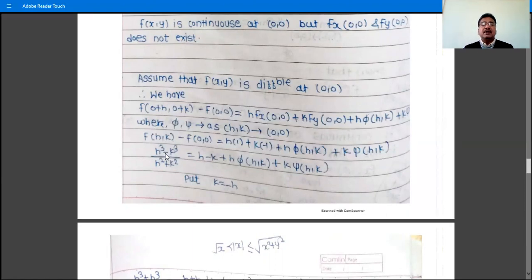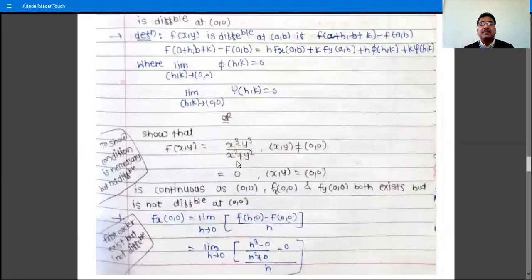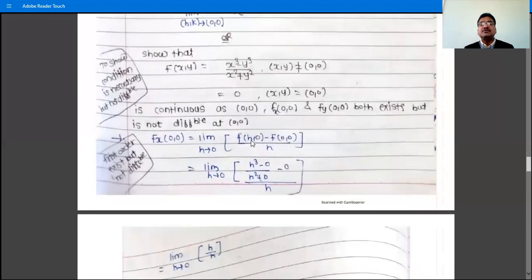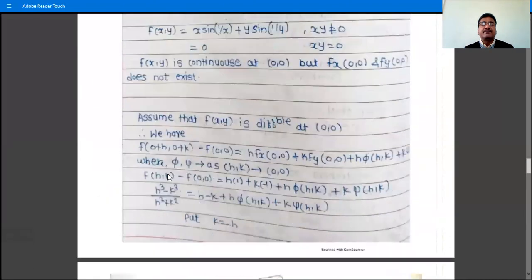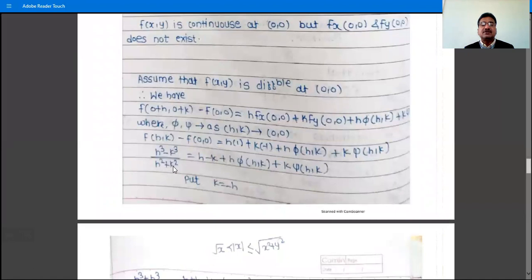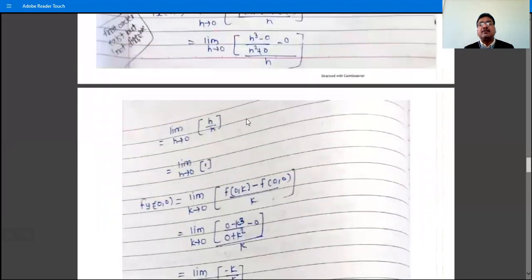And then f(h,k), by using this definition, f(x,y) is x cube minus y cube divided by x square plus y square. We have h cube minus k cube divided by h square plus k square, minus f(0,0), which is 0. This is given: f(0,0) is 0.